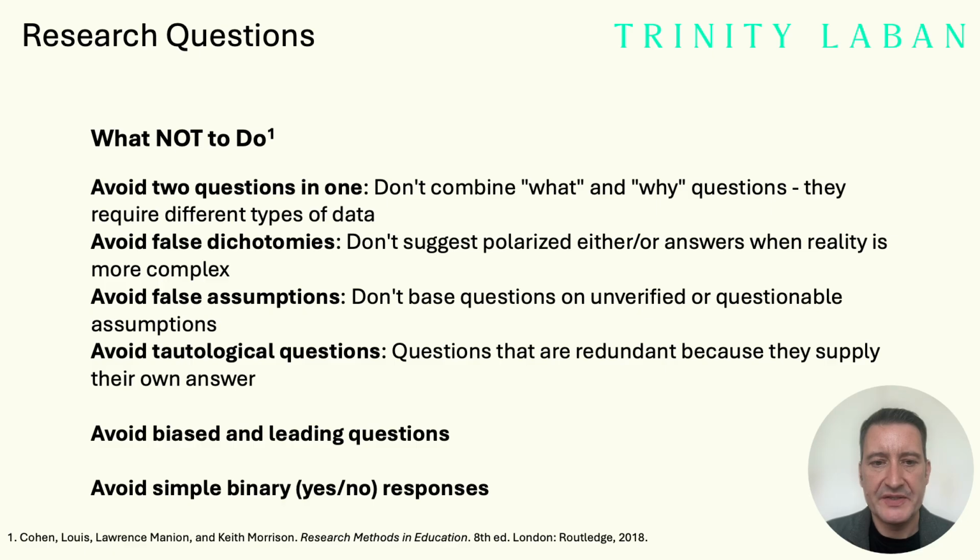Let's have a quick look at some things to avoid, some kinds of bad research questions. This comes from Cohen and Mannion's book, and they highlight several different things to be avoided. So the first thing is two questions in one. We really should just ask one question, not have two.